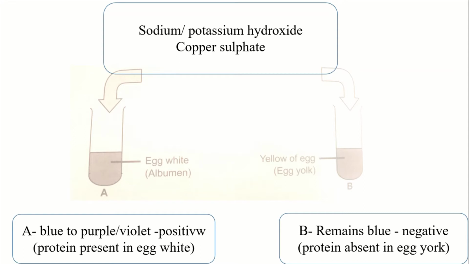Okay, so after we are done doing that, we need to carry out a biuret test. Now, a biuret test contains two reagents. Either you are using sodium hydroxide, or if you don't have sodium hydroxide, you can actually use potassium hydroxide. The next reagent is your copper sulfate.